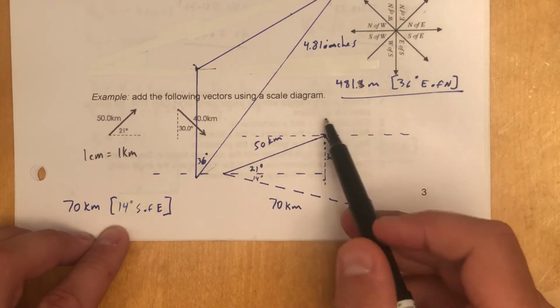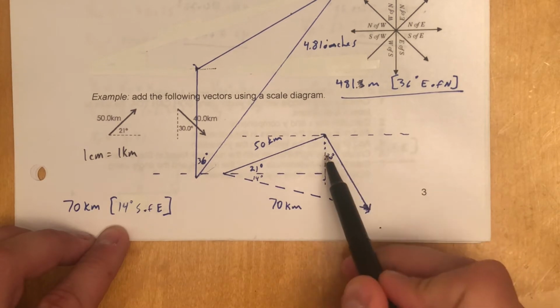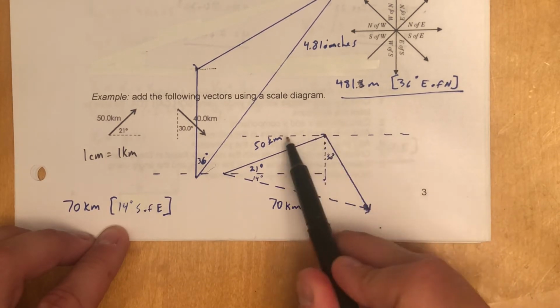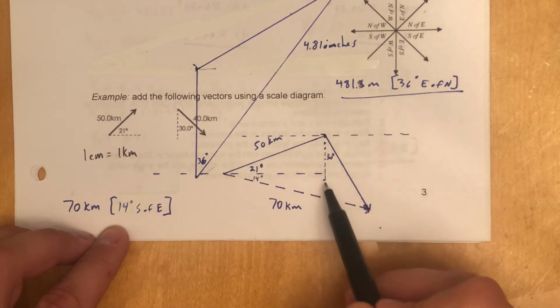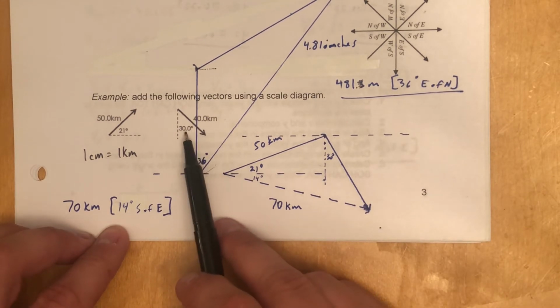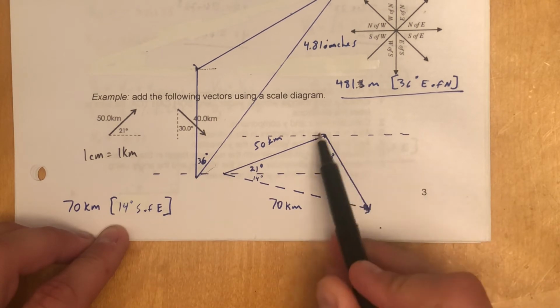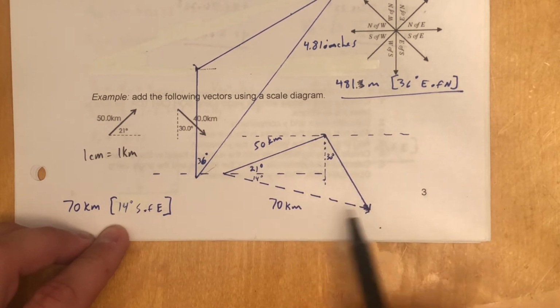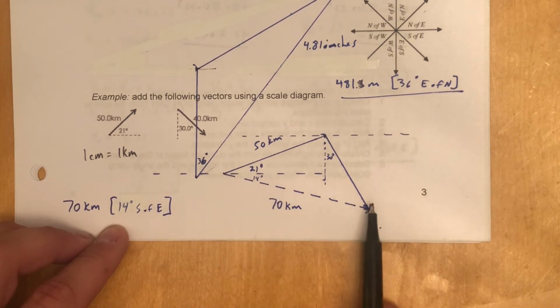At which point, tip to tail, the next vector starts over here, the tail to the tip. And again, this time I drew another horizontal line up here just for a reference point, as well as the vertical line. This one here was 30 degrees, I guess, east of south. And so I ended up drawing that 30 degrees east of south and tip to tail. And then the resultant vector is this dashed line. So it starts from the beginning and goes to the very tip of the final one there.